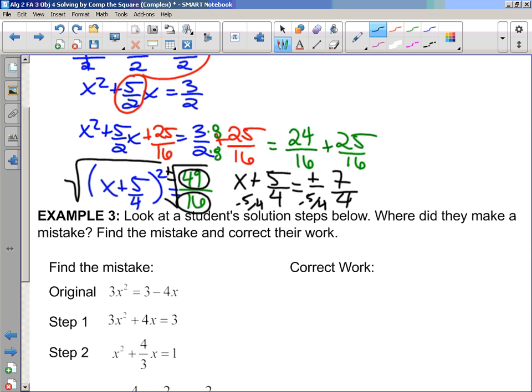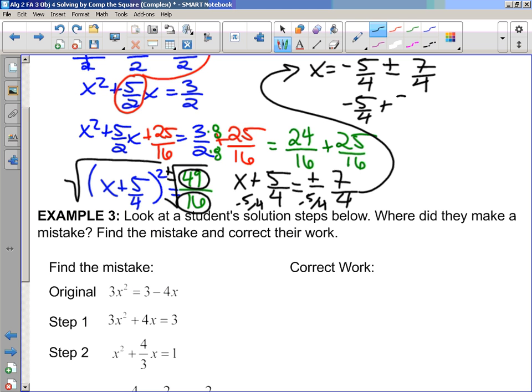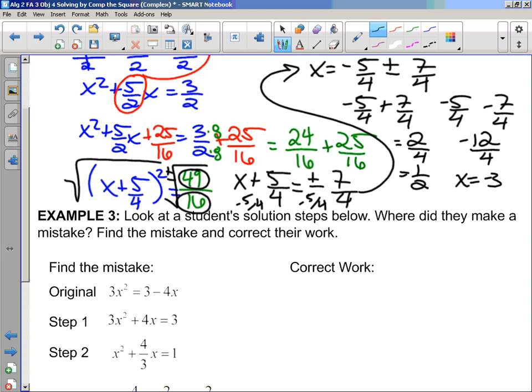So what I've got, I'm going to kind of come up here. I have subtracted 5/4, so that's negative 5/4 plus or minus 7/4. Break that up to the plus and the minus. And when I do the first one, negative 5 plus 7 is positive 2. 2/4 reduces to 1/2. Negative 5 minus 7 is negative 12. Negative 12 divided by 4 is negative 3. So x equals negative 3, and x equals 1/2.